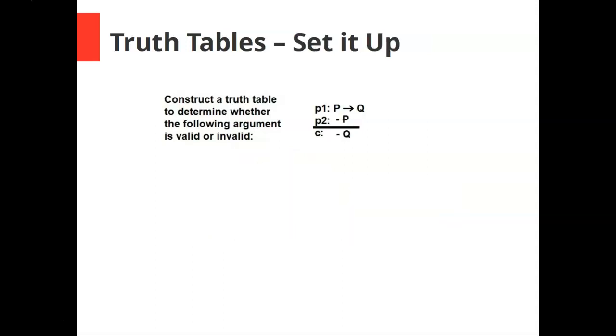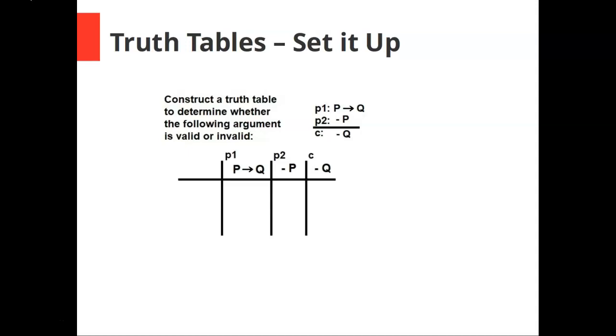Here's another example. Premise 1, if P then Q. Premise 2, not P. Conclusion, not Q. Same thing, set up our truth table here. For our cross, upper right-hand corner, we have our premises and our conclusion separated. Upper left-hand corner, every simple sentence that appears in those complex sentences. Lower left-hand corner, every possibility.